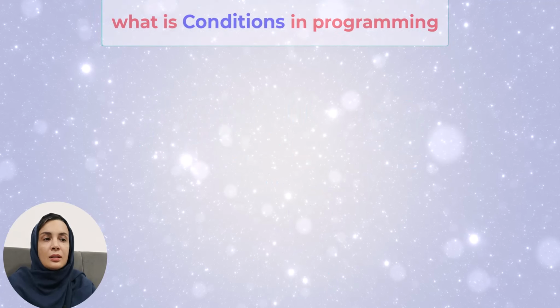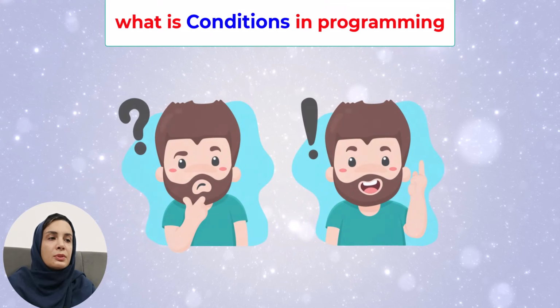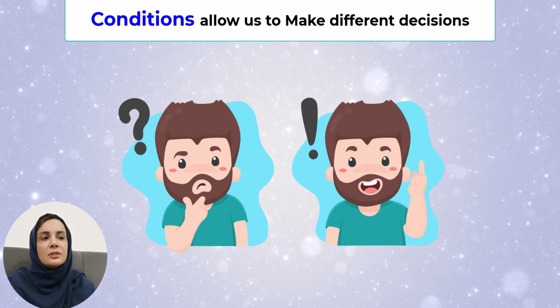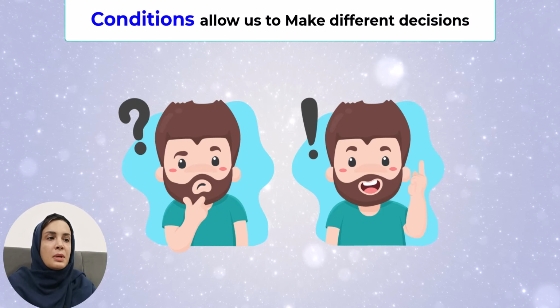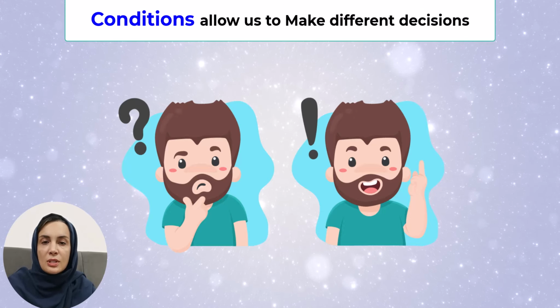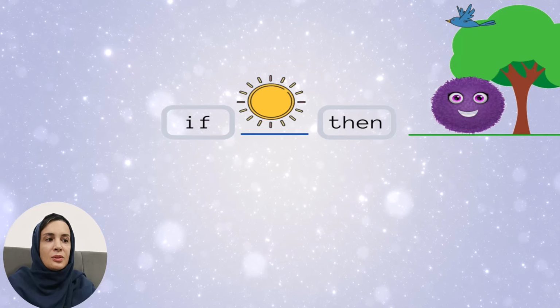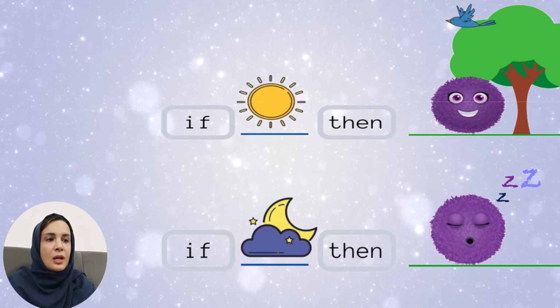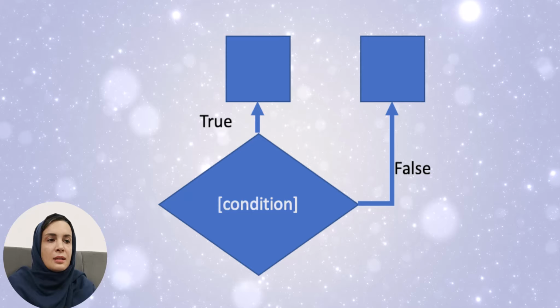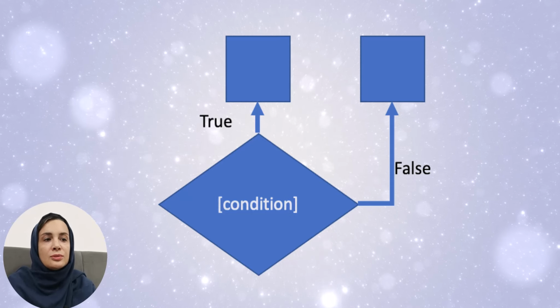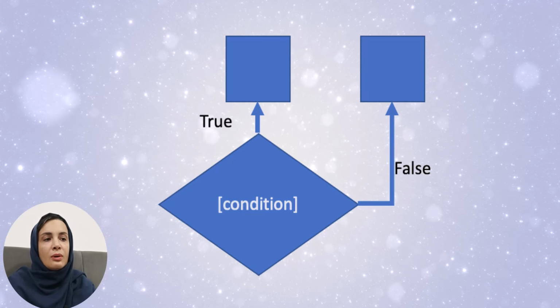Let's begin. Conditions are one of the most important concepts in programming. Conditions allow us to make different decisions in our program based on a specific situation or state. Just like in real life, we make decisions. For example, we wake up when the sun rises and go to sleep when it's night. Now, if we want to write this in a computer program, we use a condition to tell the program what to do if something is true or false.